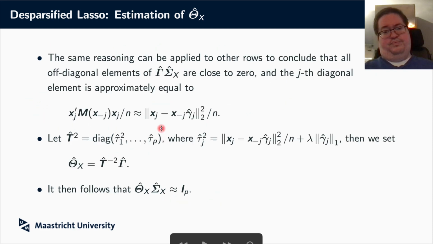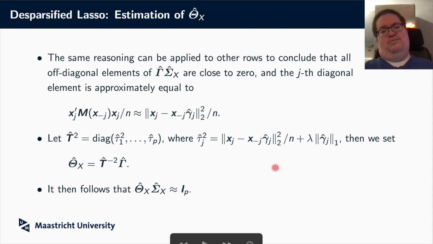So the jth diagonal element is then equal to this inner product of these residuals, which of course we can also write differently, right? Take the regression, just directly take the residuals from xj on x minus j. And this thing, of course, is also related to what we are actually solving for, because this is part of the Lasso objective function, and we actually minimize this plus the Lasso penalty.